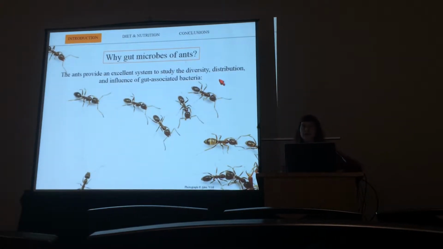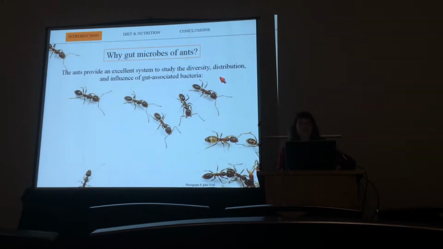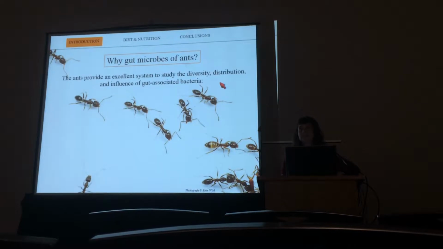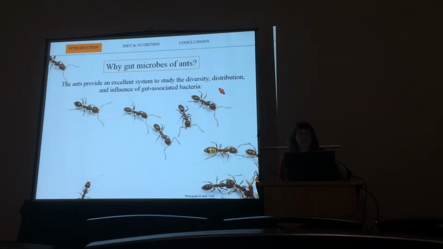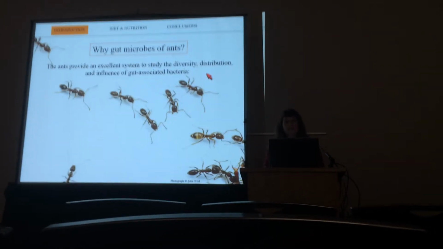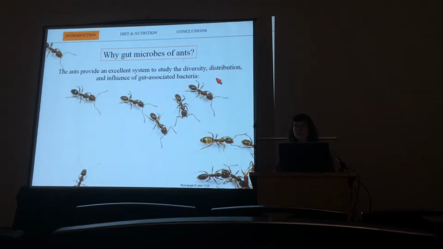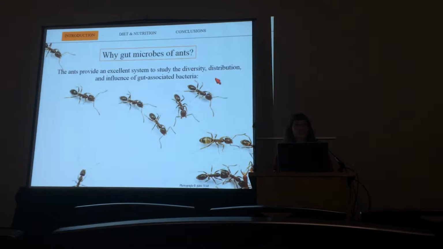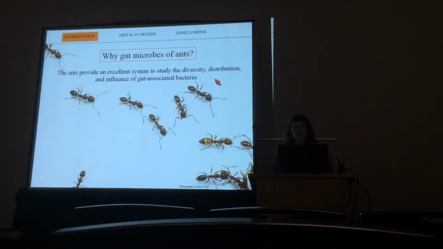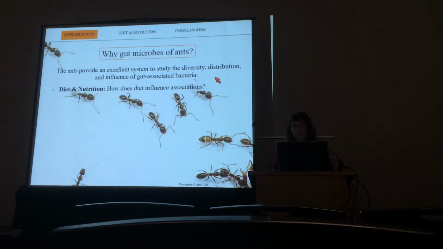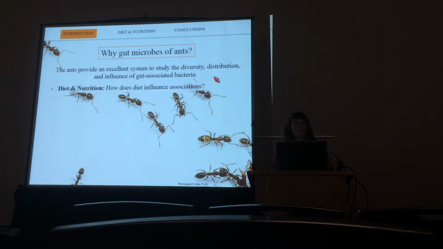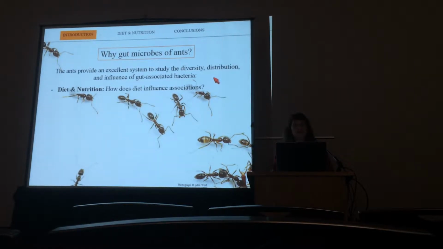And so why is it that we'd actually want to study the gut microbiota of ants? I would actually argue ants are an excellent system to address questions about the evolution of gut-associated microbes, because there's a lot of interesting aspects of their biology. They're incredibly species-rich, they have a broad distribution, and we do know that there's some influence of gut-associated bacteria across the group. Specifically, one of the things that we've been trying to address is what's the potential role of these gut bacteria in diet and nutrition.